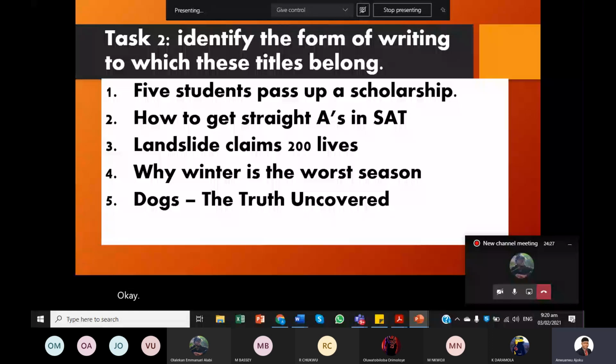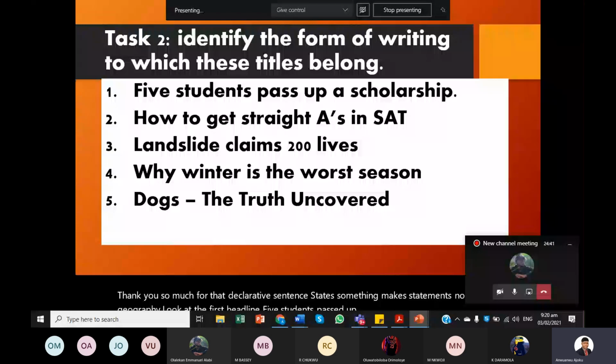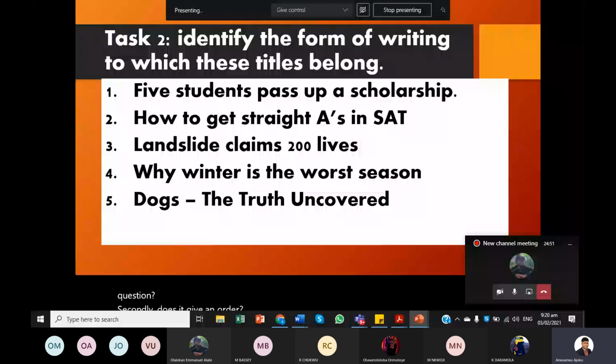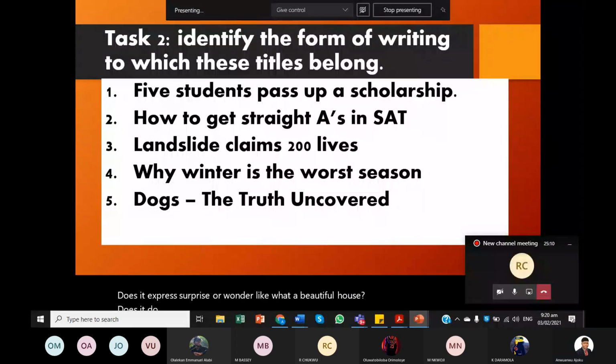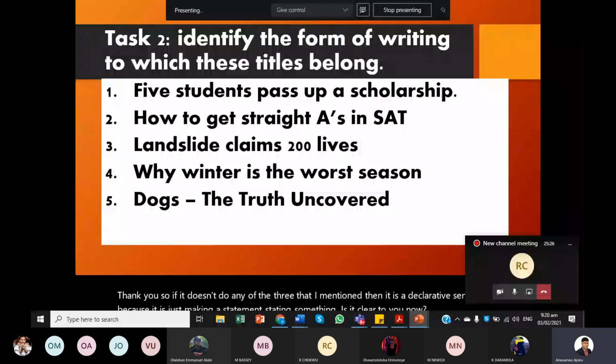Now, Chukwu Raphael, look at the first headline. 5 students pass up a scholarship. Does this ask a question? No. Secondly, does it give an order like get out? No. Which other one can I use? Does it express surprise or wonder, like what a beautiful house? No, it doesn't. So if it doesn't do any of the three that I mentioned, then it is a declarative sentence because it is just making a statement, stating something. Is it clear to you now? Yes. And I believe you understand what an interrogative sentence is. Do you understand what it means? Yes. Okay, thank you. Now, 5 students pass up a scholarship. Is it declarative or interrogative?